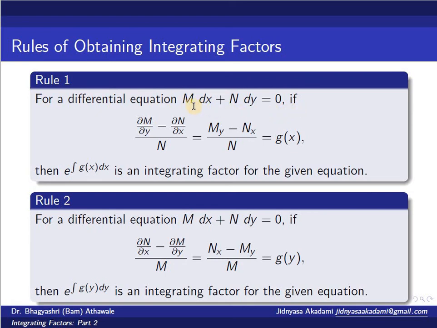And to check whether it is exact or not, you have to calculate dA by m by dA by y and dA by n by dA by x. And if it is not exact, they are not equal. So consider the difference, and now check whether the difference divided by n is a function of x, or the difference divided by m is a function of y. Based on that, decide whether you are going to apply rule 1 or rule 2. Let me explain the procedure with the help of one example.